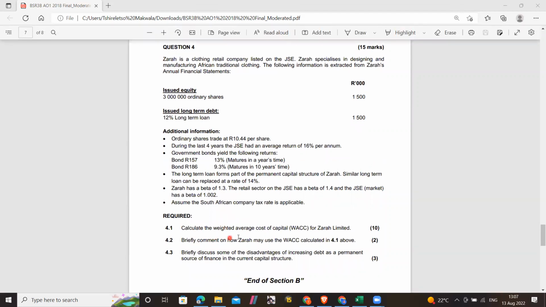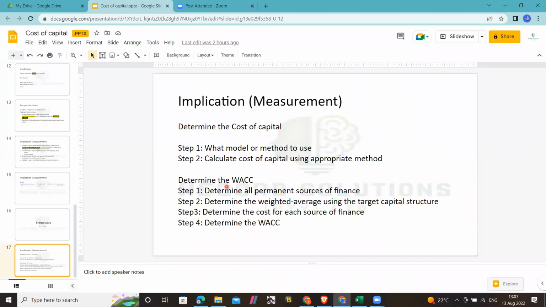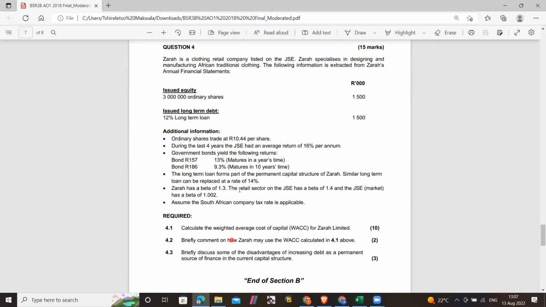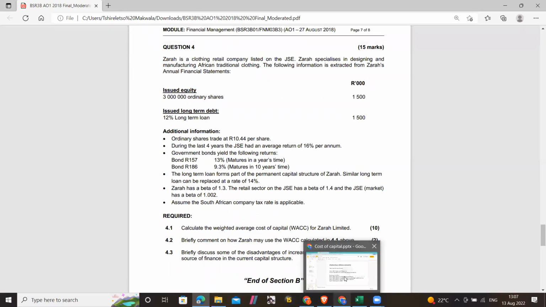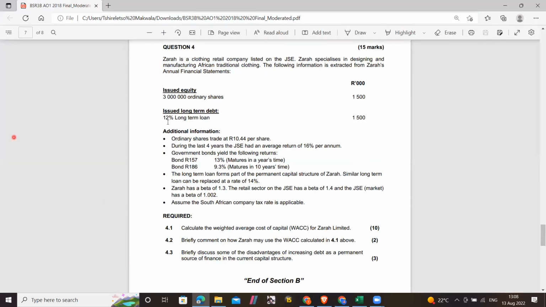Let's look at the question. The question says calculate the weighted average cost of capital. Now, this is a question that at least we know, and we do have a framework for it. So we're gonna use this framework. What did we say in this framework? We said firstly, determine all permanent sources of finance. That's exactly what we're gonna do.